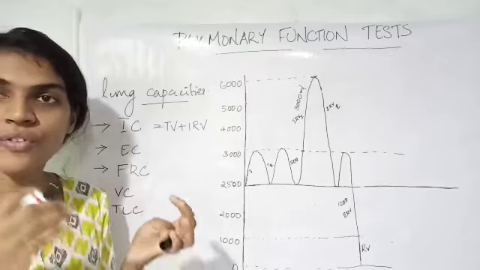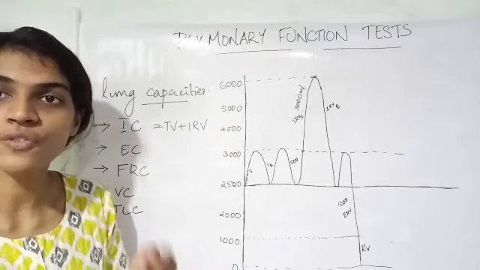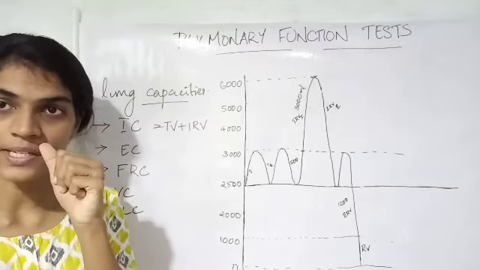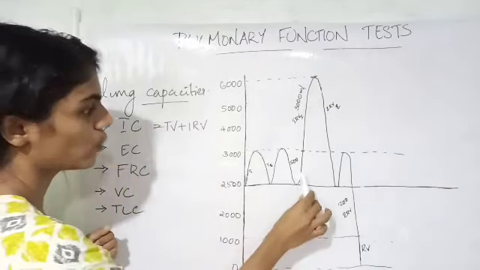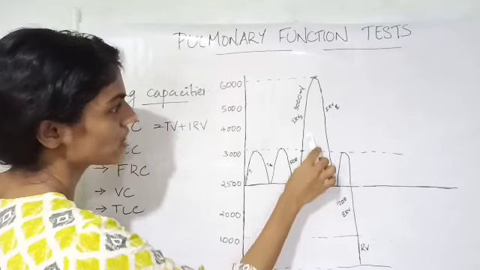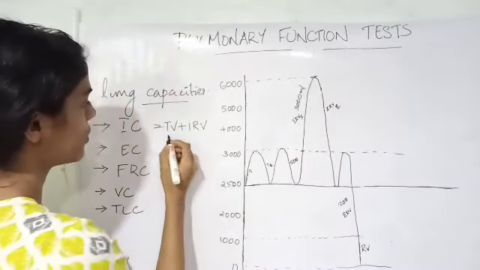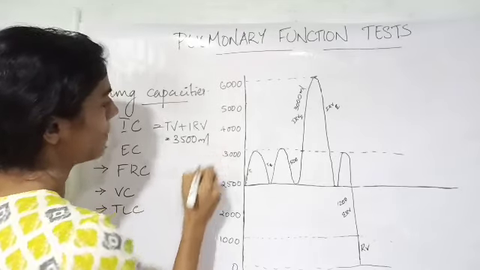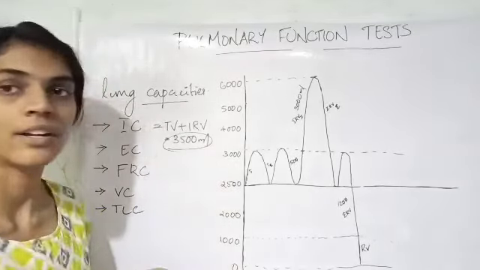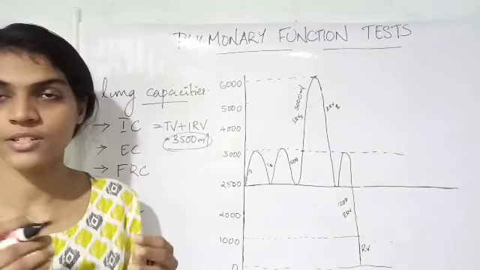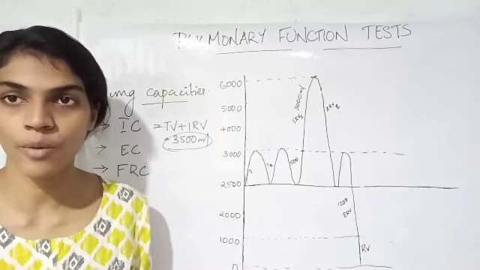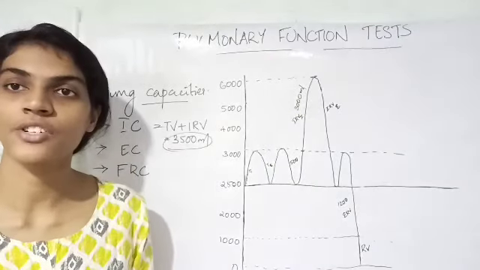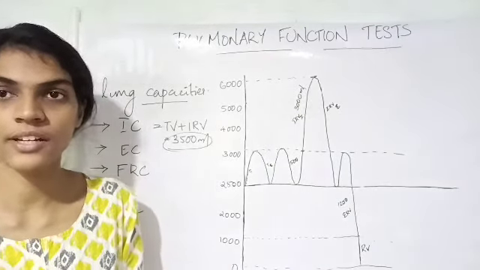So the amount of air that can be forcefully inspired by the lungs is 500 plus 3000, so it will be 3500 ml. This is in the case of a normal person, that is, a person with no respiratory problem can have an inspiratory capacity of 3500 ml. I hope this is clear to you.